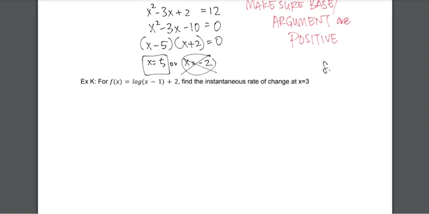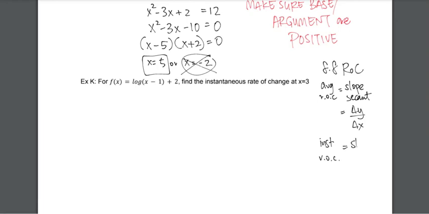So 8.8, instantaneous and average rate of change. You know that the average rate of change is the slope of the secant, which is delta y over delta x. Instantaneous rate of change is the slope of the tangent, f of x plus h minus f of x over h.